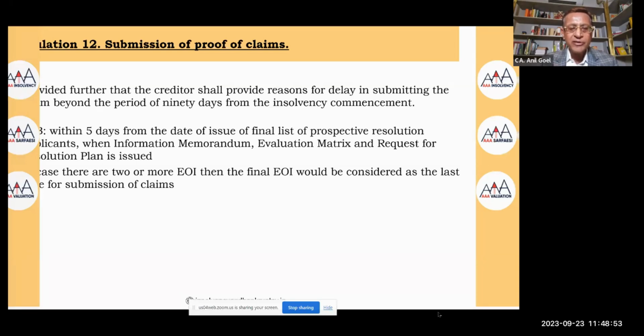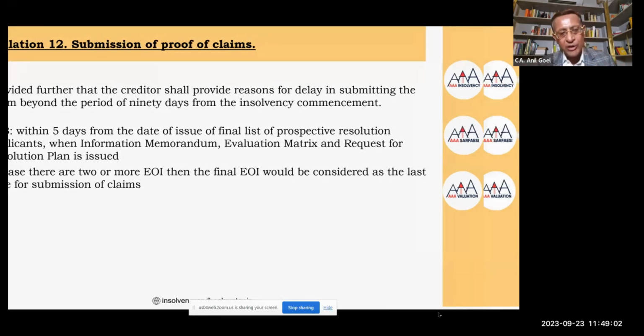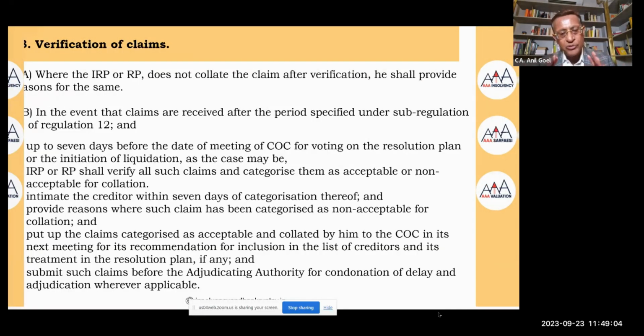Now, up to the final list, the claims have to be admitted or rejected by the RP. In case there are some people who are not able to submit even up to the issue of RFRP under Regulation 36B, again there is a solution for them. First of all, if the RP does not collate a claim after verification, he has to provide reasons for it.